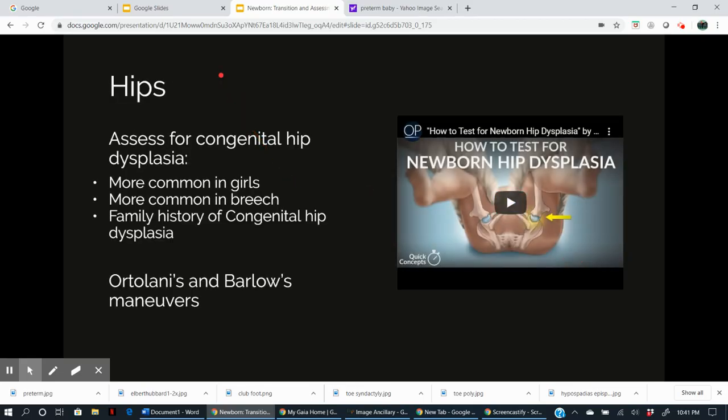Next, we're going to talk about hips. So a common problem in newborns is congenital hip dysplasia. It's not terribly common, but it does happen. It's more common in girls because their pelvis is a little wider and the angles are different. It's more common in your breech babies; they just liked sitting crisscross applesauce when they were inside mom, and all that pressure from contractions kind of pushed down on that crisscross applesauce hip joint. And it's more common in families that have congenital hip dysplasia.